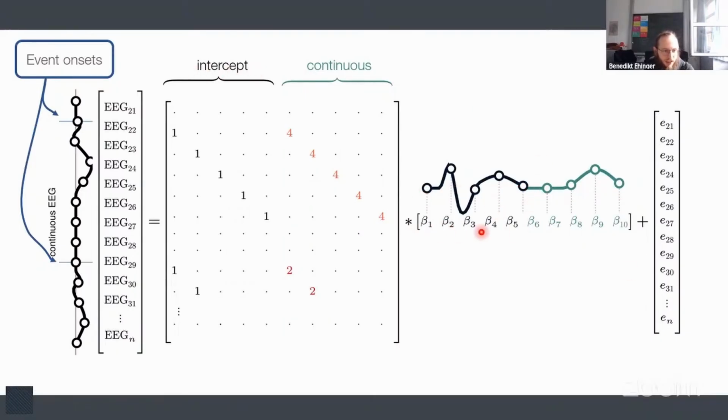In the end, what we're really doing is trying to predict the continuous EEG, which I think is a very ambitious goal to have. And how far we get there, well, we don't know. And of course, we have some residuals, because we will not be able to explain all of the brain activity just by a few events that we are specifying in our model.